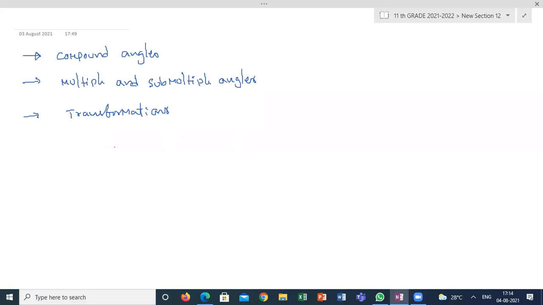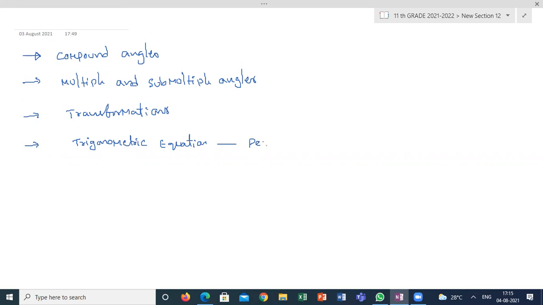Transformations. After transformations, trigonometric equations. This is a little important from a physics point of view. It's another name in a few books you can see. Instead of trigonometric equations, they will pronounce it like this.